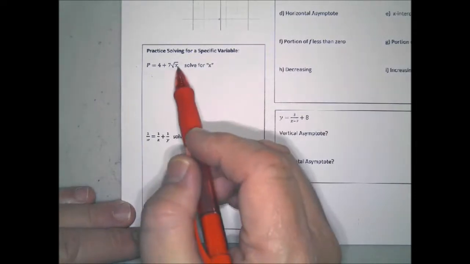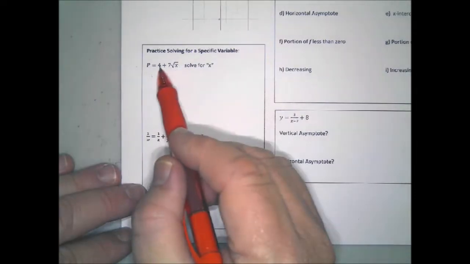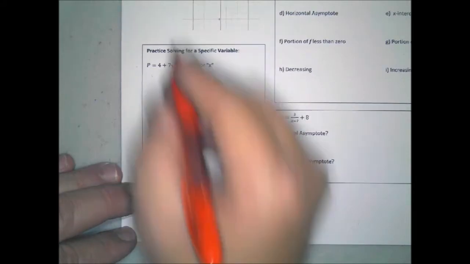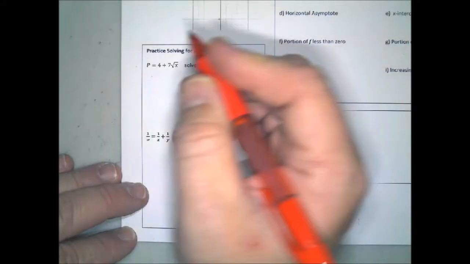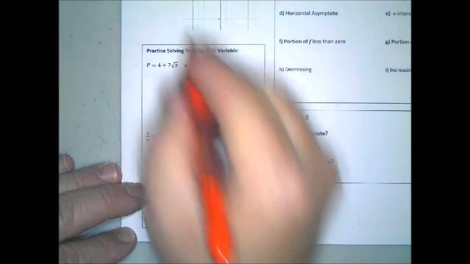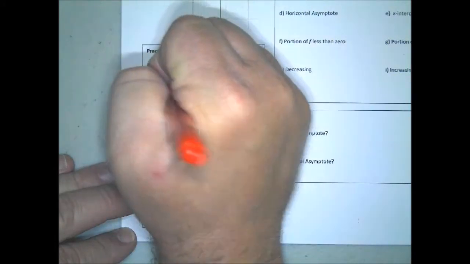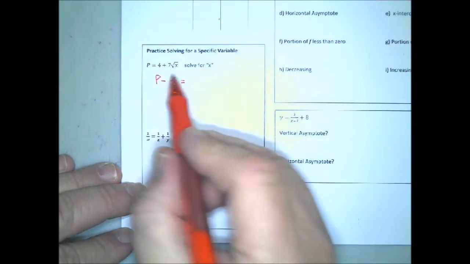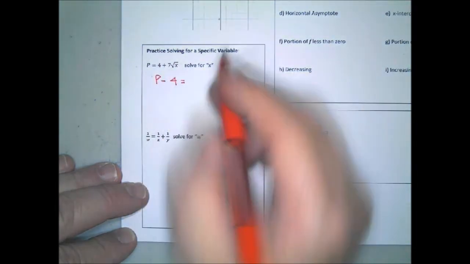So the first thing I've got to do is I'm going to get rid of that 4 right there. And I'm going to do it by subtracting 4. Now if I subtract 4 from both sides, I now have p minus 4 on the left-hand side equals 7 square root x.